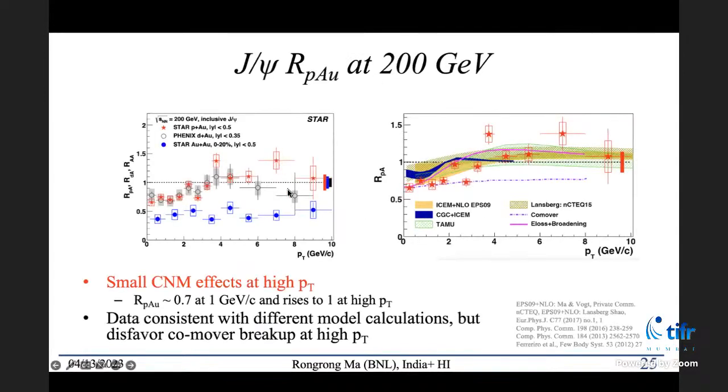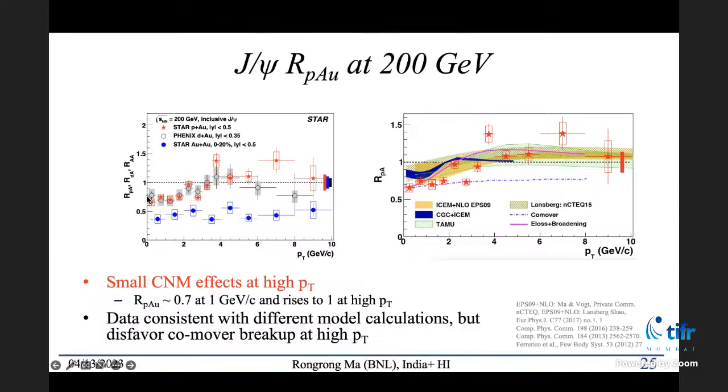So this is the latest measurement from STAR, looking at the J/psi RpA. As I said earlier, we measure these particles in proton-nucleus collisions to quantify the so-called cold nuclear matter effect. On the left-hand side, the RpA as a function of pT for J/psi is shown as the red data points. This is the latest STAR measurement, and it can be compared to the d+Au measurement from PHENIX, shown as black open circles.